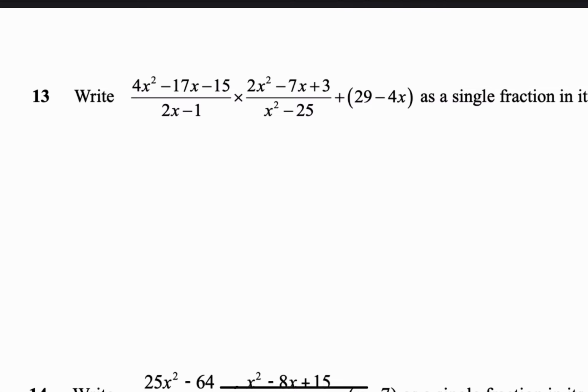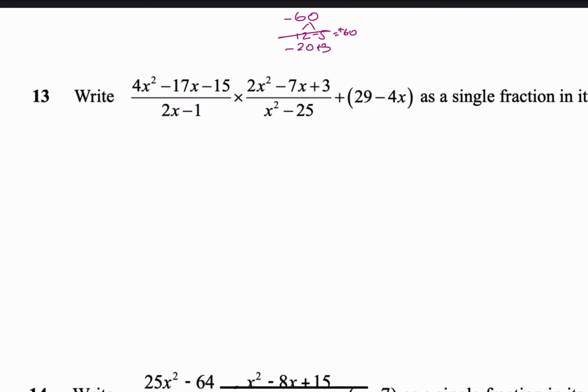4 times 15. Well, 4 times 15 is 60. Factors of 60 that make 17: 12 and 5. It's a minus. No. But then remember, this number doesn't work, because 4 times minus 15 is minus 60, but if you multiply it, it gives you plus 60. So it's actually 20 and 3. Minus 20 plus 3. Yeah, that's the one that works.